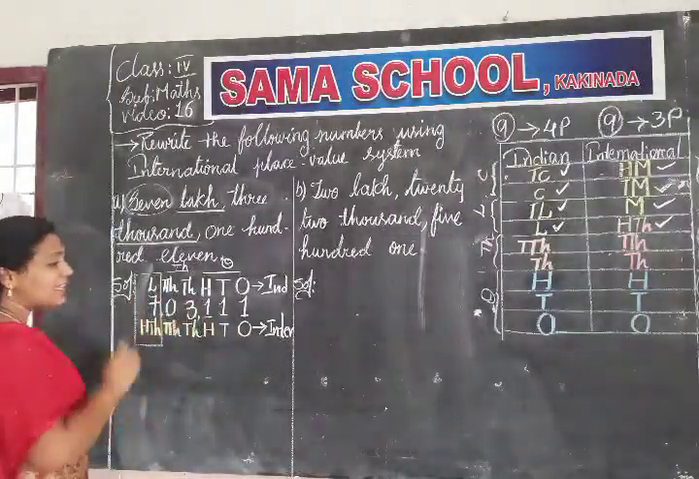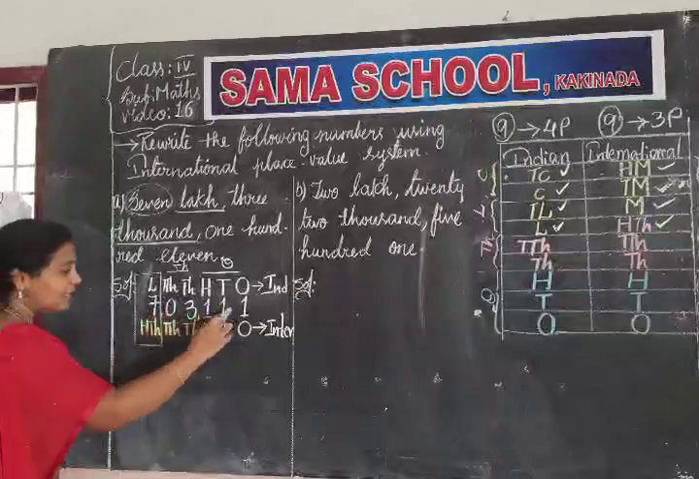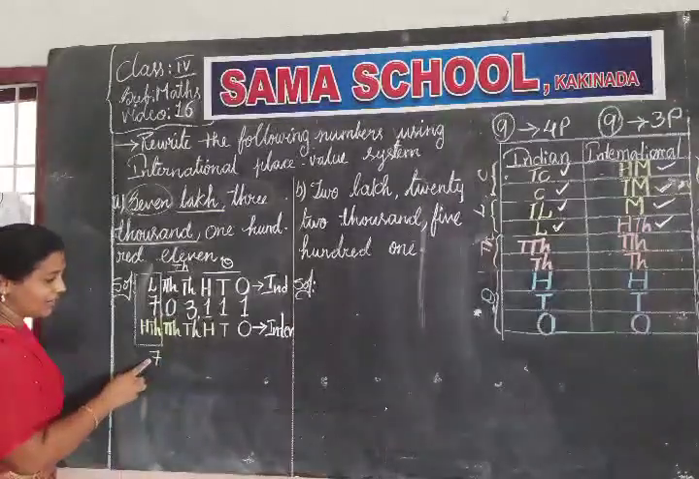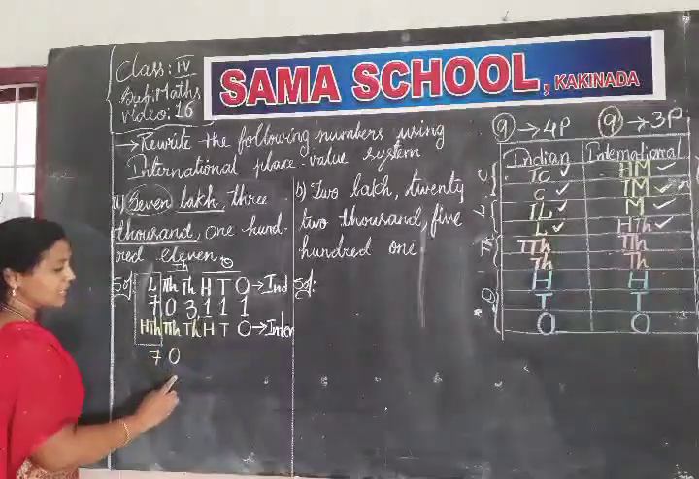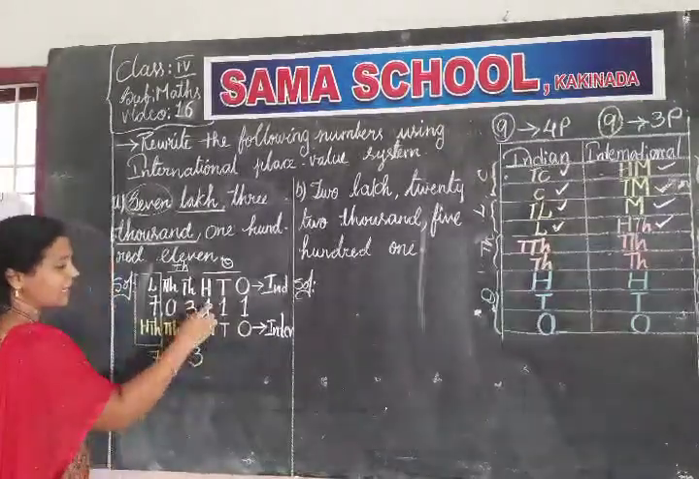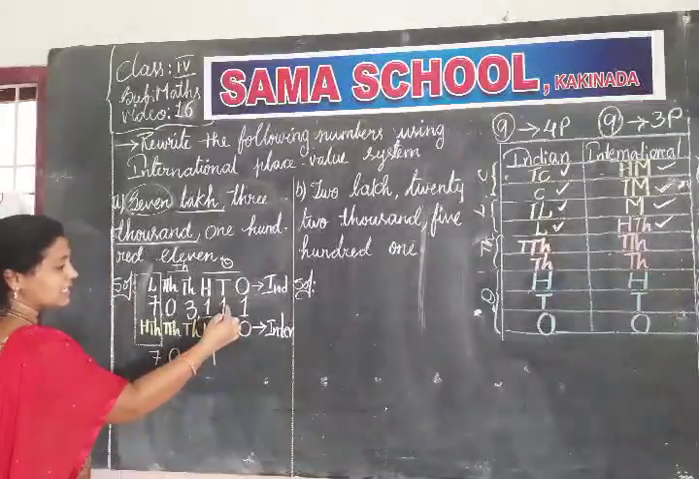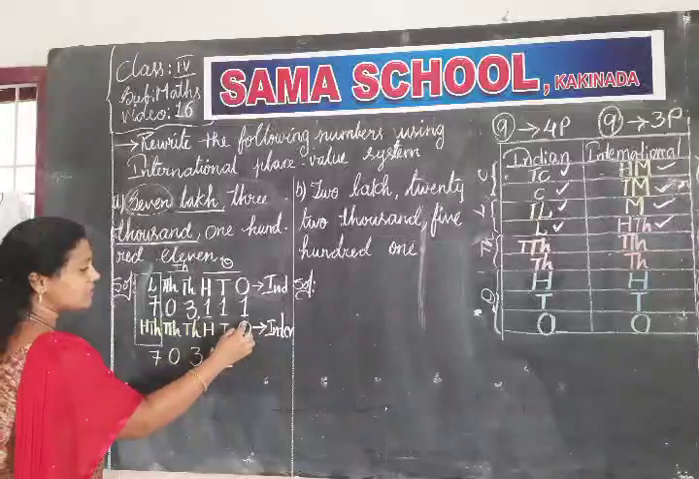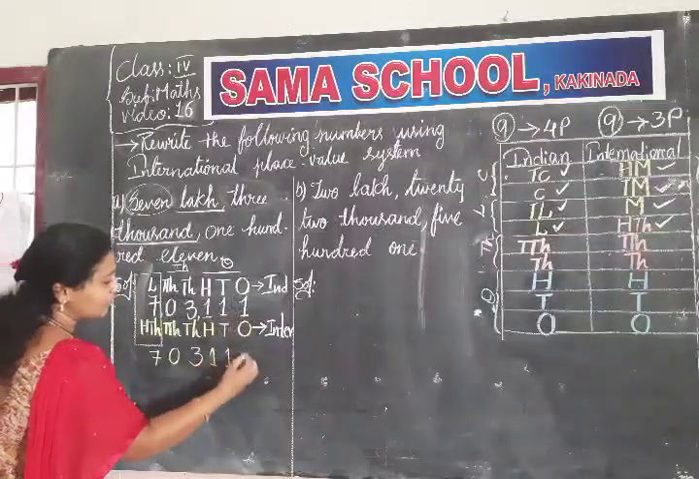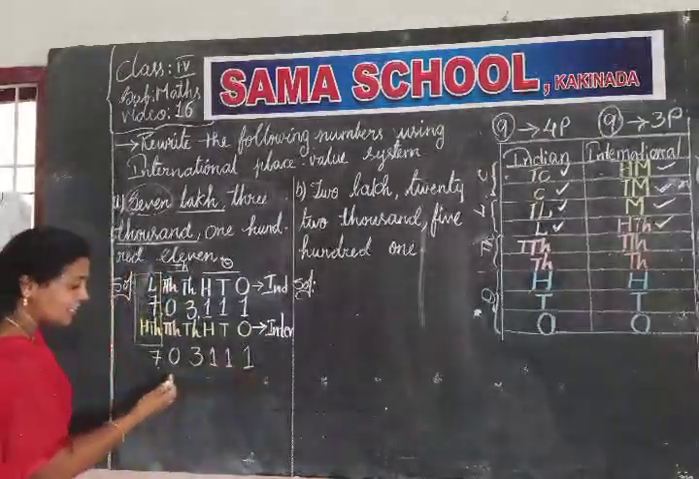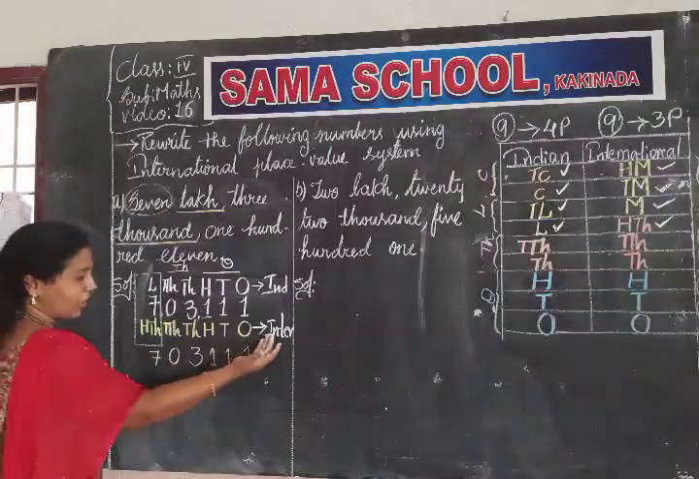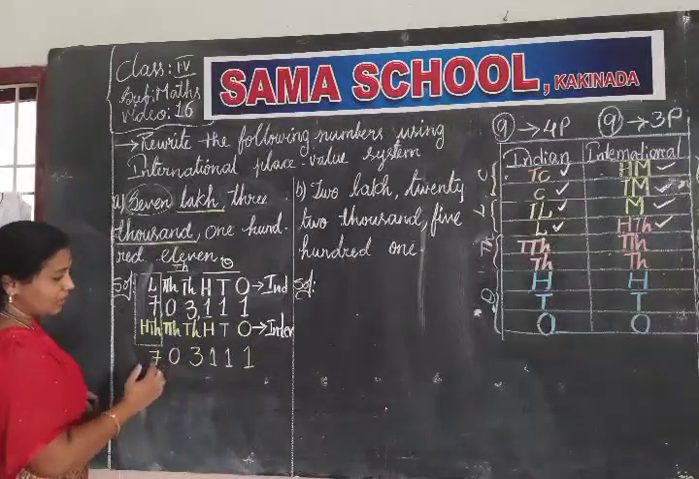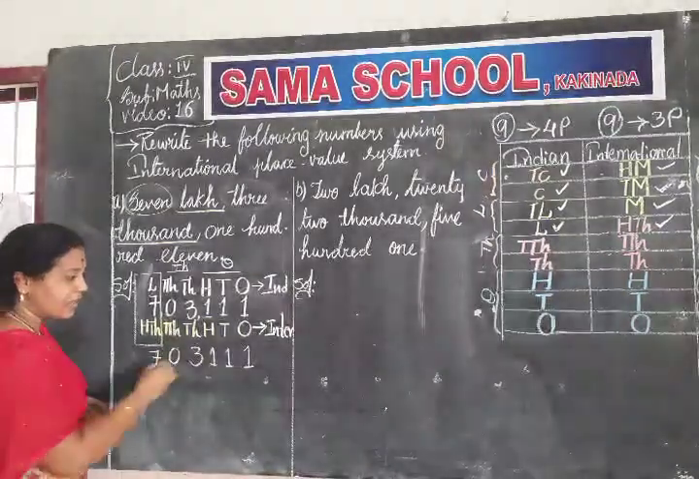Now how to write the number? Suppose we have the same number right here: 7, 0, 3, 1 in the 100's place, 1 in the 10's place, and 1 in the 1's place. Actually, this is the number according to the international system. I write the number again. Okay, now how to read the number?